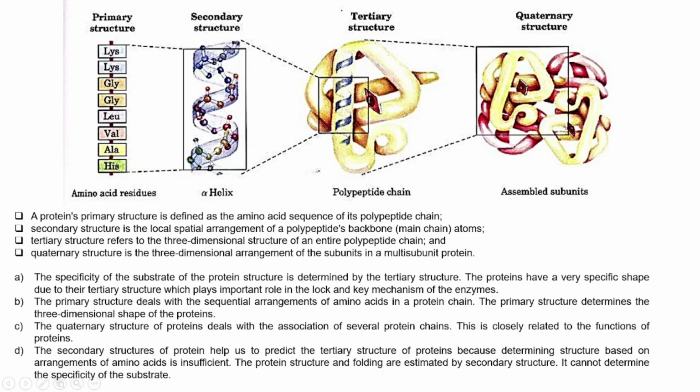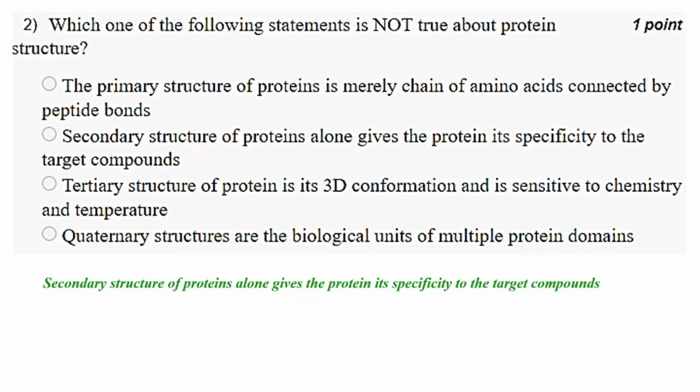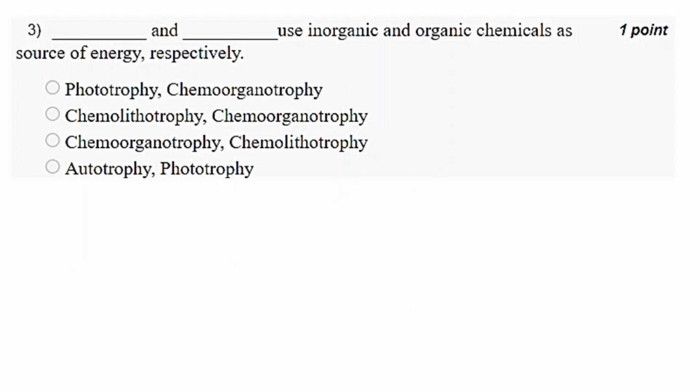And the secondary structure basically helps us to predict the tertiary structure based on the arrangement of the amino acids, but only based on the secondary structure we cannot say, if we only have a string like this, whether the target substrate will come and bind to it or not. No. It's the tertiary structure that is the most important in determining whether the target compound will come and bind to it or not. That's why the tertiary structure, in its 3D conformation, is sensitive to chemistry and temperature. This structure is the one that determines if the target compound will come and bind to it or not.